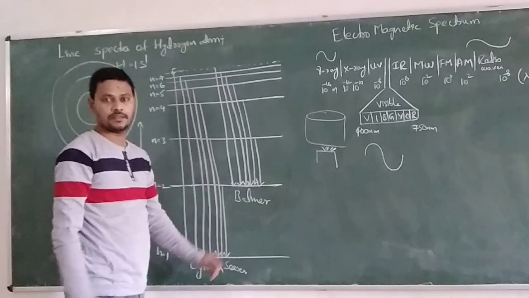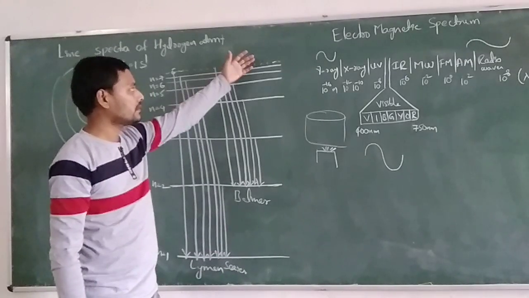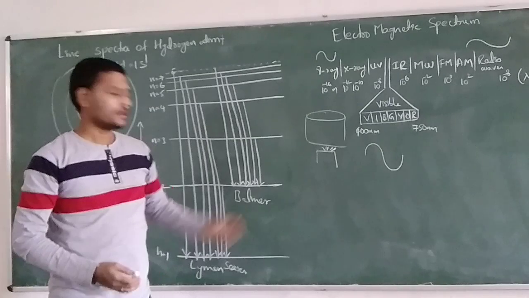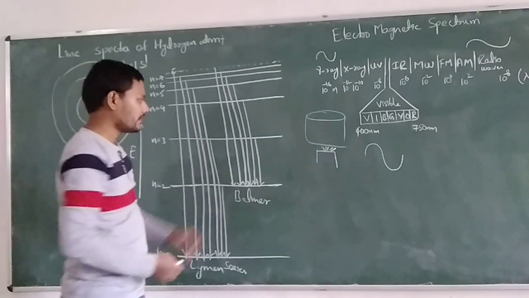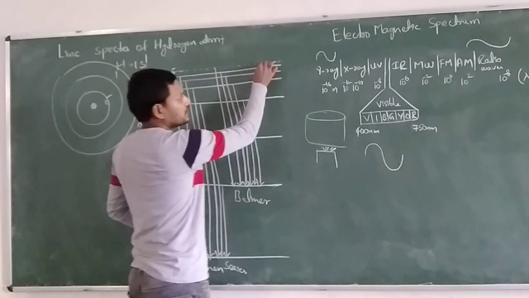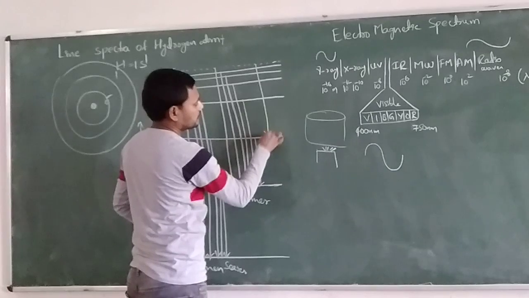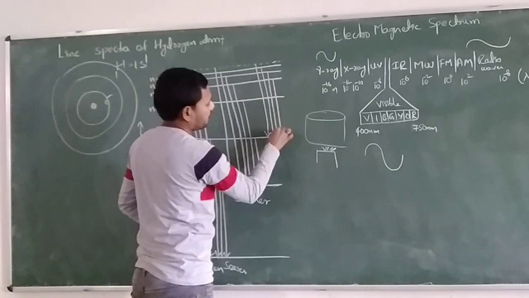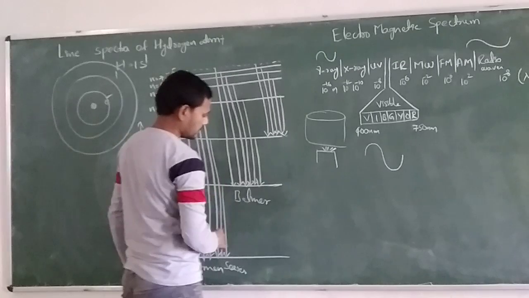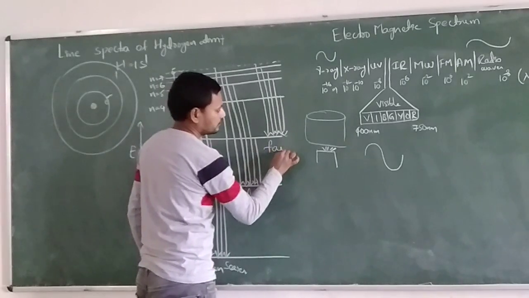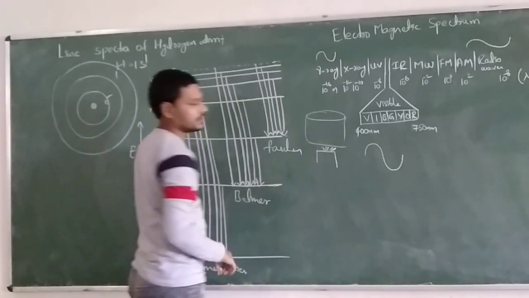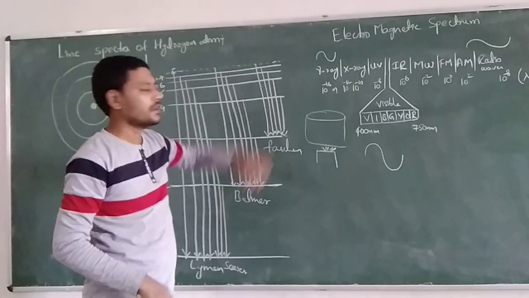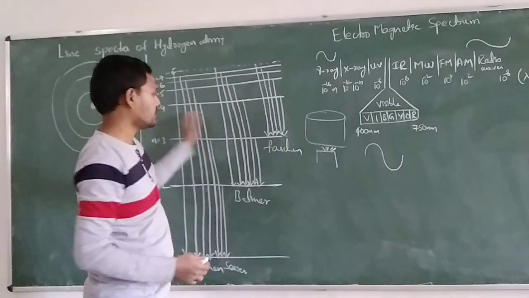In the same way, some of the excited electrons from any of the higher energy levels come back to energy level 3. A series of lines is formed like this. This is called the Paschen series. In the same way, the next two series are also formed from the higher energy levels to lower energy level 4.